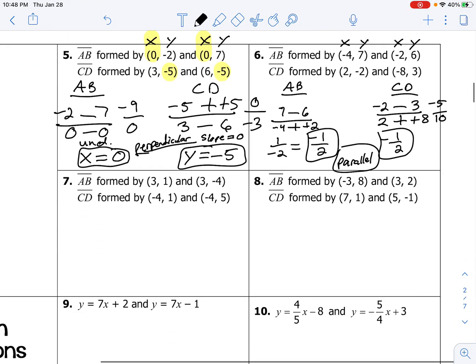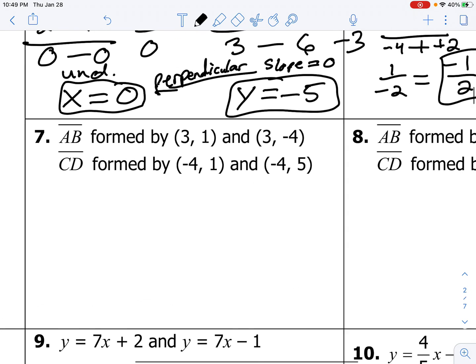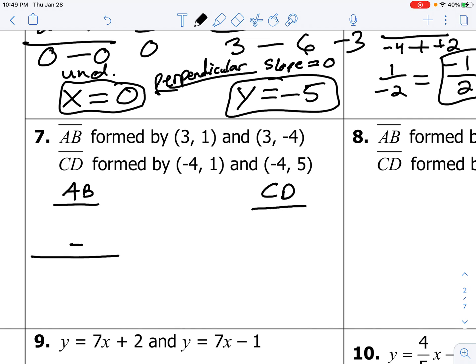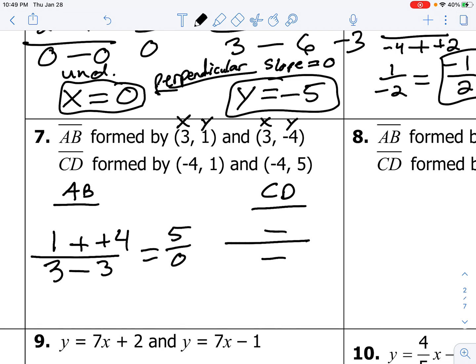All right, now we go to number 7, 2 left. So we've got AB, CD, my 2 slope setups. So for AB, I'll label my x's and my y's. So the top 2 ordered pairs, drop your y's down on top. So 1 and negative 4. Obviously, that turns into a positive. Drop your x's on bottom, 3 and 3. So what we've got is 5 over 0.